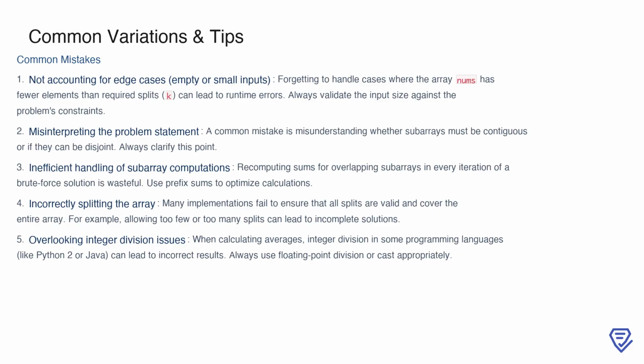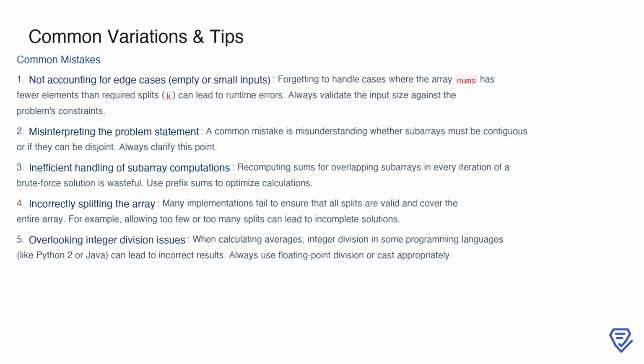Inefficient handling of subarray computations is another pitfall. Recomputing sums for overlapping subarrays repeatedly can significantly slow down your program. Using prefix sums is an excellent way to optimize these calculations. Additionally, ensure that all array splits are valid and cover the entire array. Problems often arise when solutions allow too few or too many splits, leading to incomplete or invalid results.